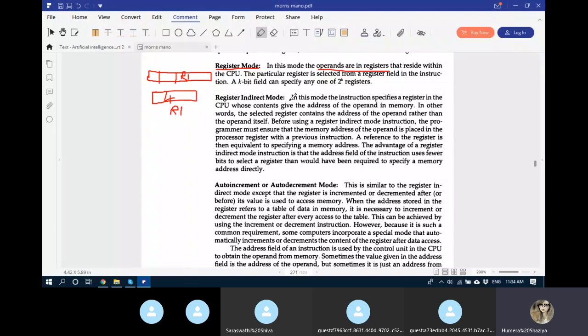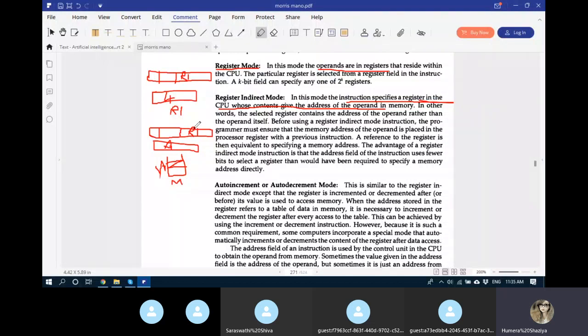Okay, next, register indirect mode. Register indirect mode means what? The instruction specifies a register in the CPU whose contents give the address of the operand in memory. So in an instruction, you have the register name R1, and R1 will contain a memory address, for instance A. Suppose A is the address of the memory, then our operand will reside in this memory location which is pointed to by A. This is A. This is our memory M.